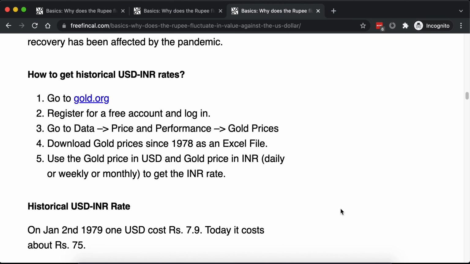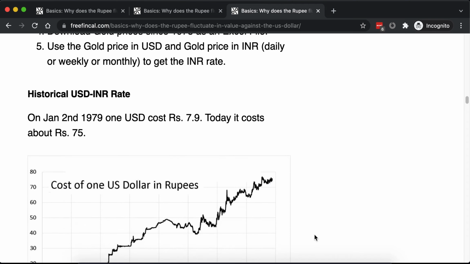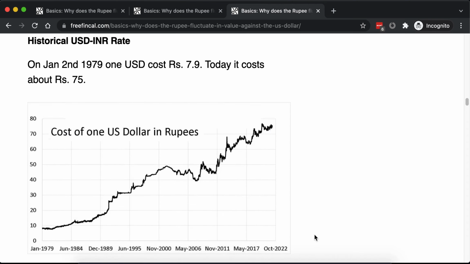Now you can get historical USD INR rates from gold.org. You get the gold INR price and gold USD price from here, and you can use this to get the currency rate. So if you look at this historical chart, on 2nd January 1979, 1 USD was 7.9 rupees and today it's about 75 rupees. This looks like a bad deal because you see that the price is moving up. So it feels as if the rupee is becoming weaker, but that's not true.